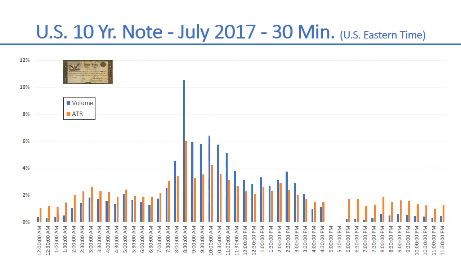The 10-year U.S. Treasury has a volume spike at 8:30 in the morning. This is probably somewhat due to the fact that key economic announcements often occur at this time. Be aware of the day's scheduled news events and plan accordingly.